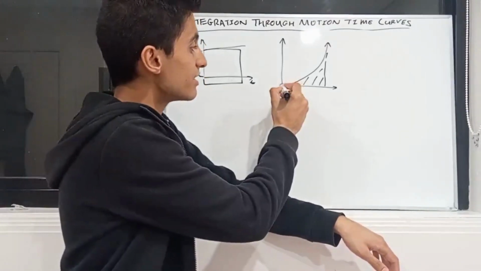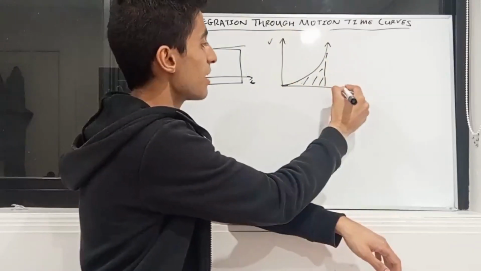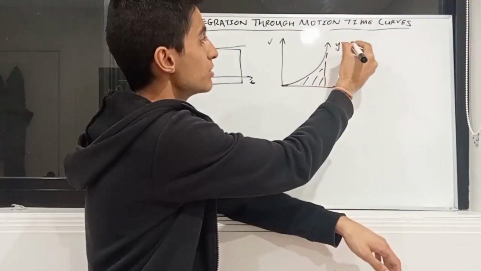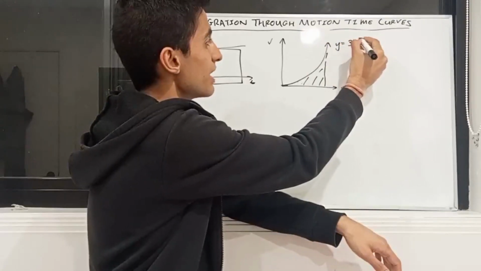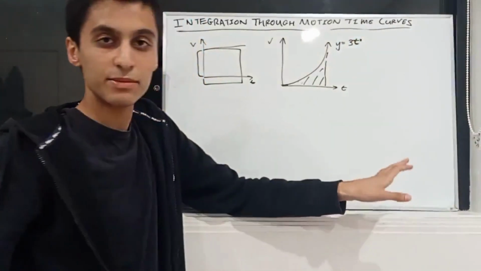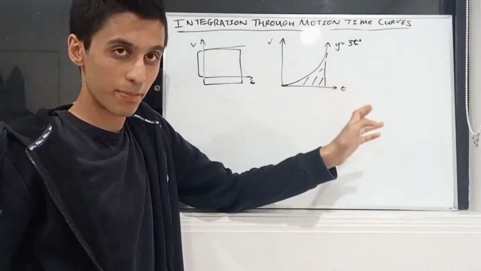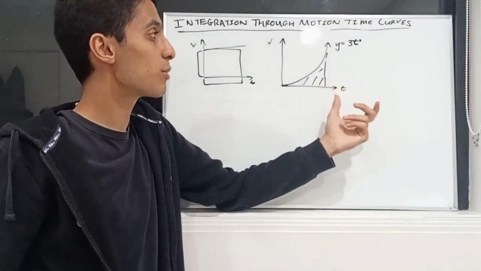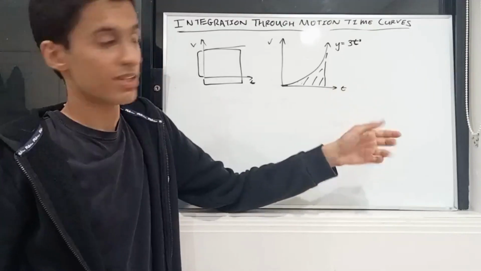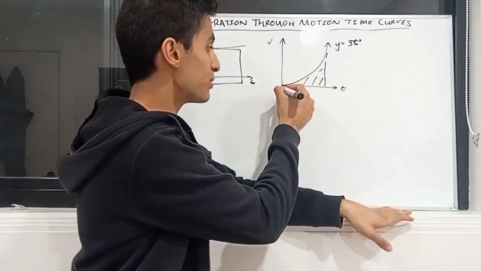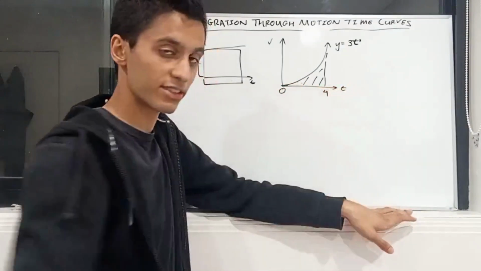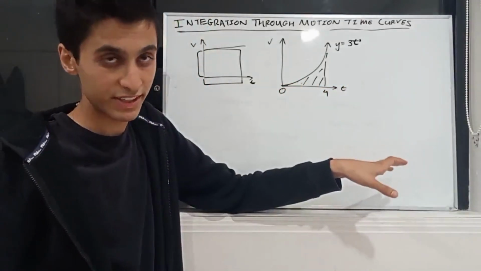Now, let this velocity time curve be equal to y equals 3t squared. Let this be the formula of our curve. Okay? So we're going to have to work with this to find the displacement. This is all we've got, and we have to find the change in displacement between 0 and 4 seconds. This is the problem we're facing.